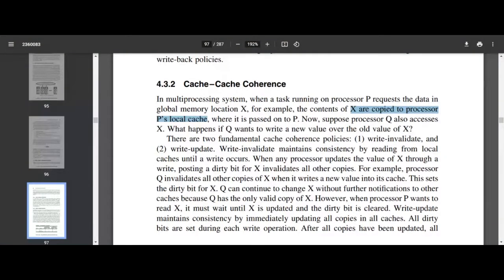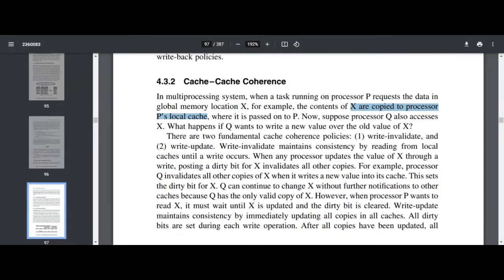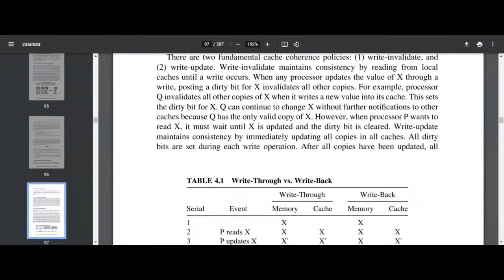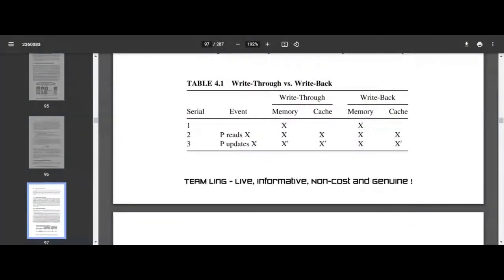So the memory name is X. Number one processor is P and the second processor is Q. P is already accessing it, however Q wants to access it. In this case, the memory is going to have a cache coherence problem. So every time P is going to change, you need to let Q know that P has actually been changed. So that's the write through and write back problem, where P reads X.